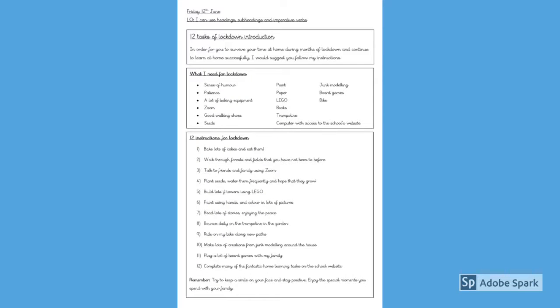This is what you're aiming for today, Year 3. So this is a Waggle. This is my set of instructions for 12 tasks of lockdown. It's been laid out how I would like you to lay out yours. It starts with a short introduction, a list of what I would need, and then my 12 tasks, my 12 instructions. And then there's a little remember note at the bottom. I'll go through each of these in detail, but this is what you are aiming to do today.